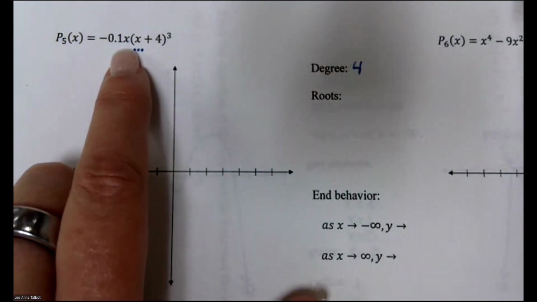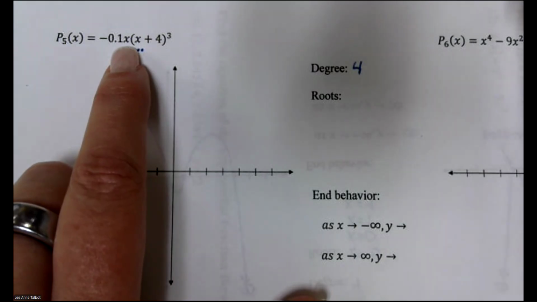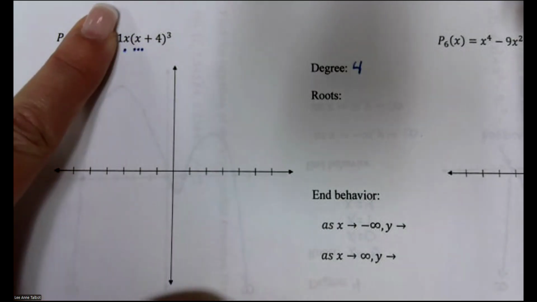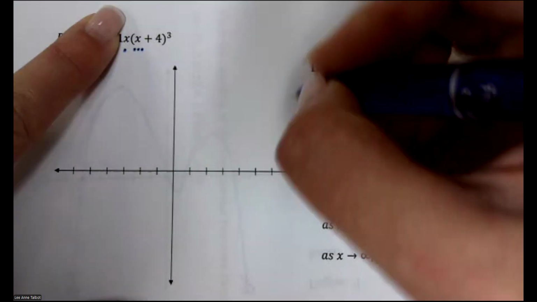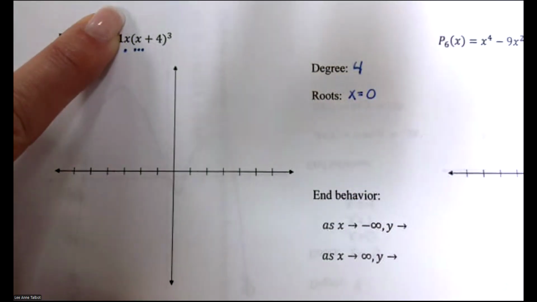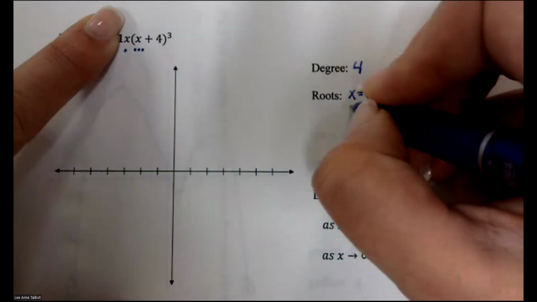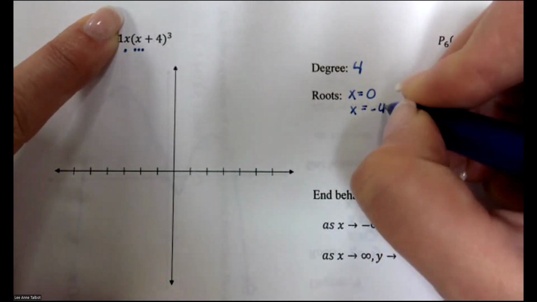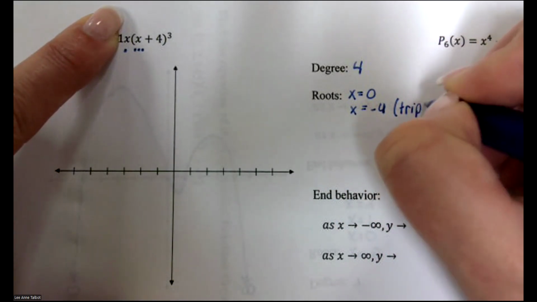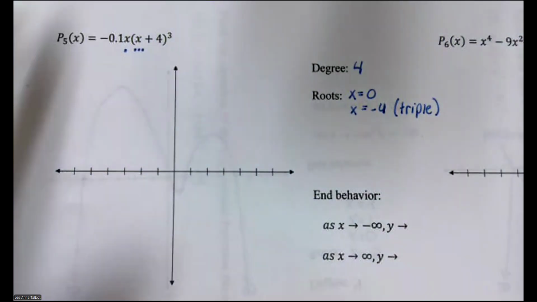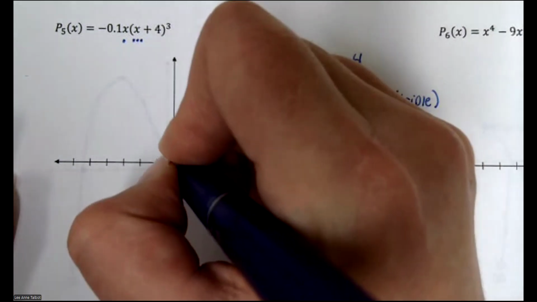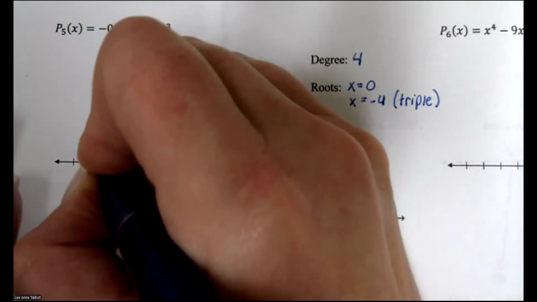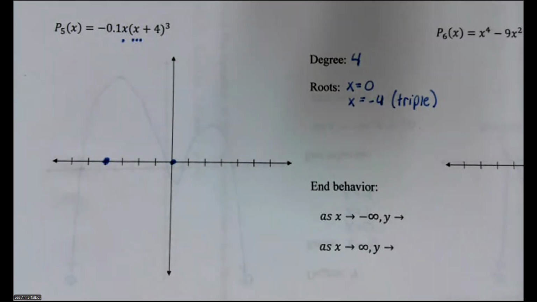Okay, roots. This is very important. This is just a plain x. The a value does not affect the roots. So this is x equals 0 and x equals -4. And this is called a triple root. Okay, so we need to figure out, what does a triple root do? So go ahead and graph in your roots of 0 and -4.